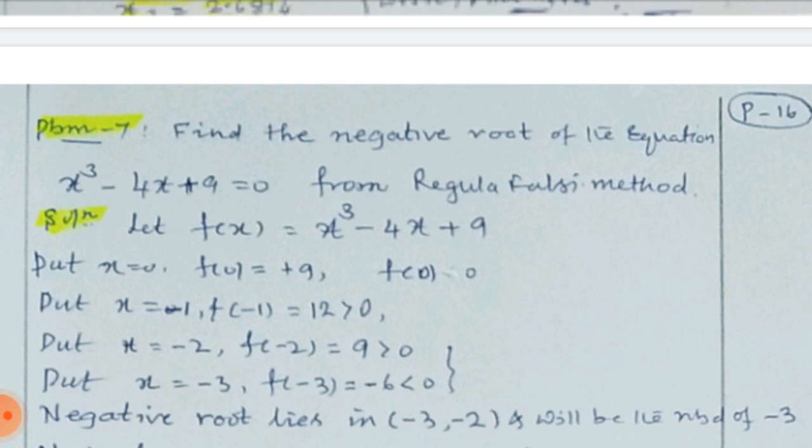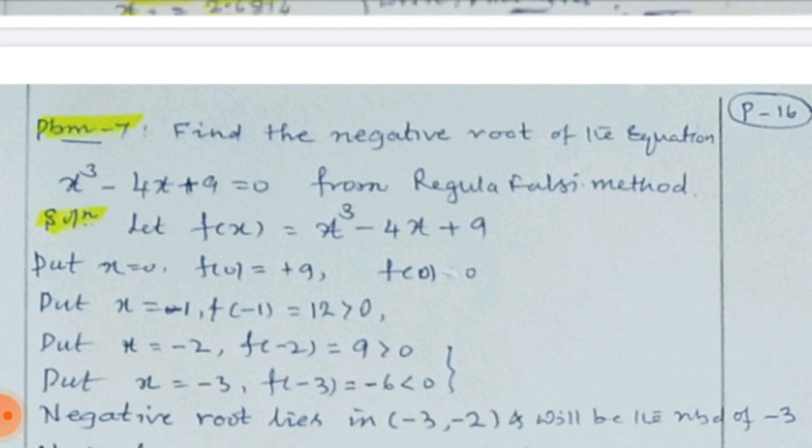This given equation is an algebraic equation of order 3, that is, a third degree equation. Therefore, this equation has 3 roots. At least you have to find one root. So they asked to find the negative root. So now the answer.